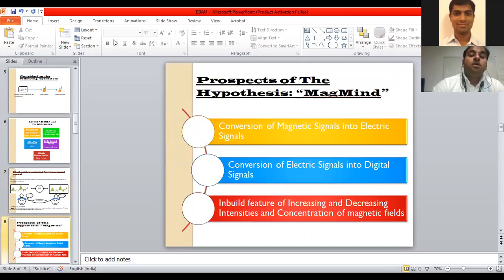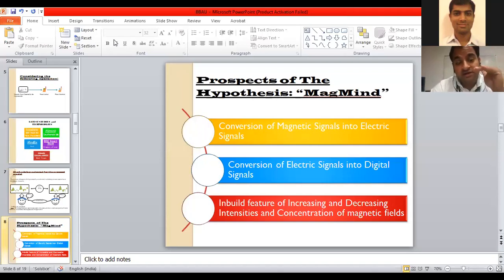What are the prospects of such a hypothesis? First is conversion of the magnetic field into electric signals. Then conversion of electric signals into digital signals. Why? Because our technology today works on digital phenomena, 0 and 1, on and off. We don't work on analog signals. We work on digital signals, because a machine understands only two things, 0 and 1, that is on and off.